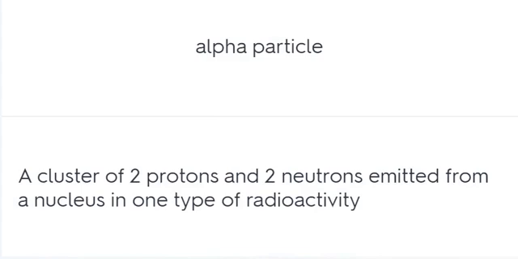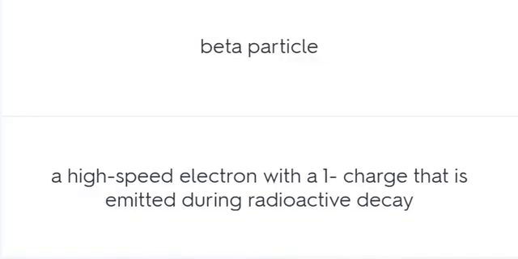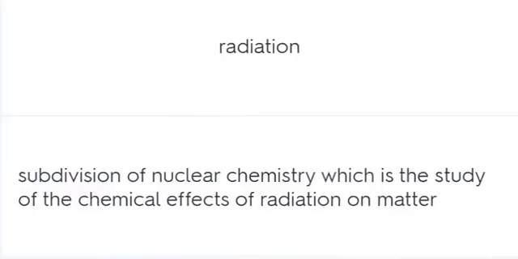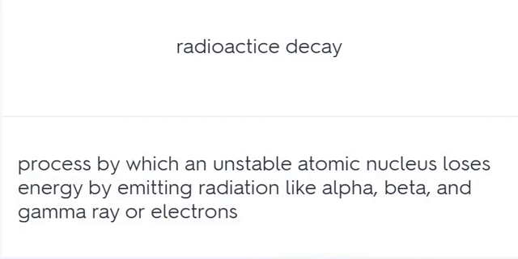Alpha particle. A cluster of 2 protons and 2 neutrons emitted from a nucleus in one type of radioactivity. Beta particle. A high-speed electron with one negative charge that is emitted during radioactive decay. Gamma particle. A form of radiation. It's a type of electromagnetic radiation at a high frequency. Radiation. Subdivision of nuclear chemistry, which is the study of the chemical effects of radiation on matter.